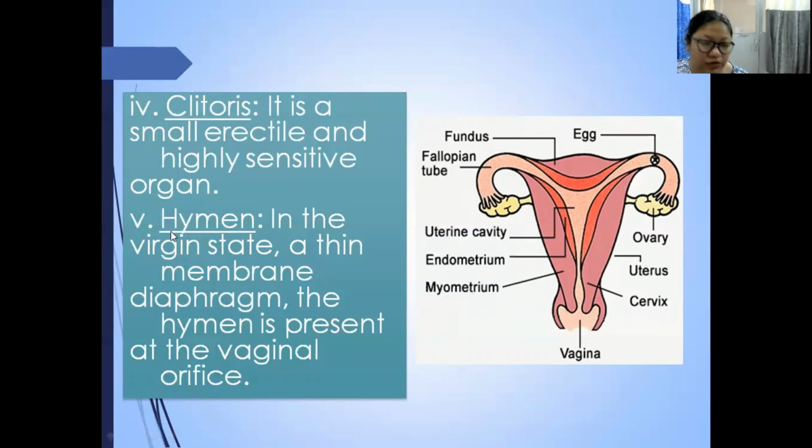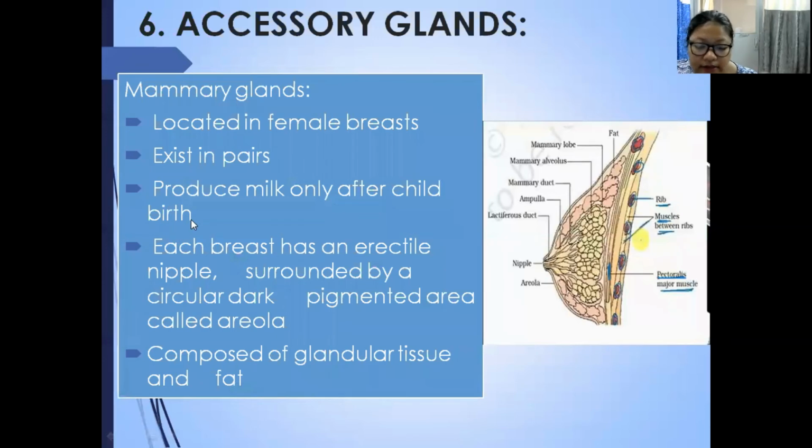So now we will go to the accessory glands. What are these? The female has got just one accessory gland. That is the mammary glands, which is also known as the Bartholin's glands or vestibular glands. So let's see them in details.